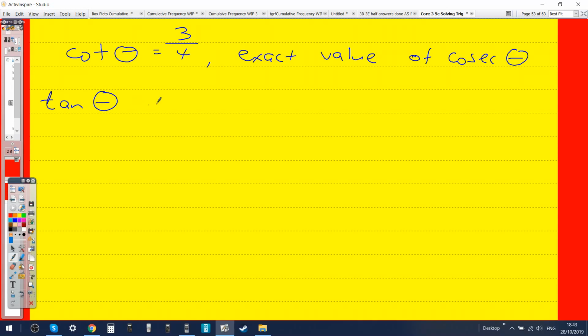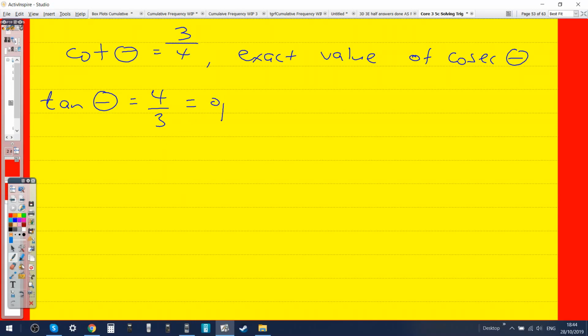Tan theta is equal to 4 over 3. So maybe that way will work, but what's better is exact values. I'll just leave it like this. In terms of SOHCAHTOA, what is tan? Tan is opposite over adjacent.